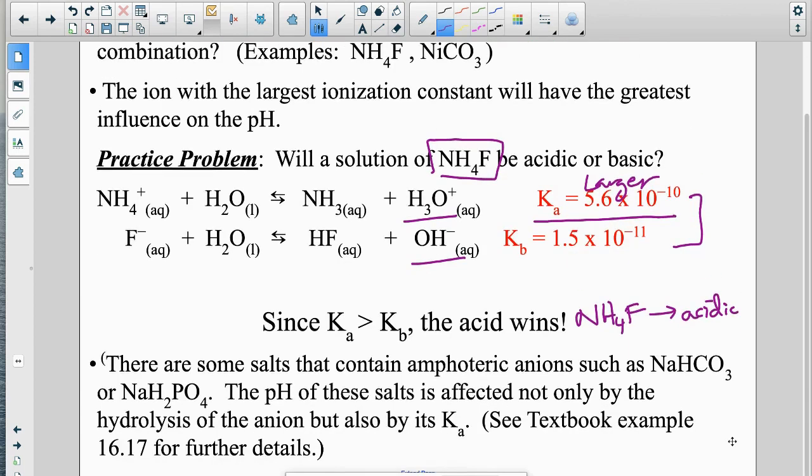The same thing comes up with amphoteric anions. Again, here we would have to compare the Kas and the Kbs of these reactions: the reaction of HCO3- as an acid and HCO3- as a base, and then compare the Ks for those two reactions. Whichever one is greater will affect the pH more and will result in either the acidic or the basic solution. And we'll look at a couple examples tomorrow.